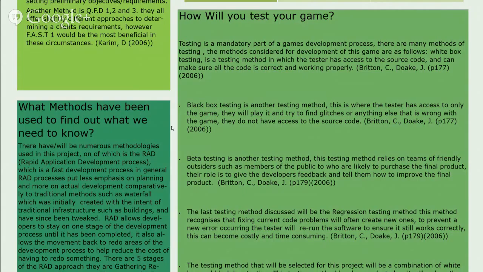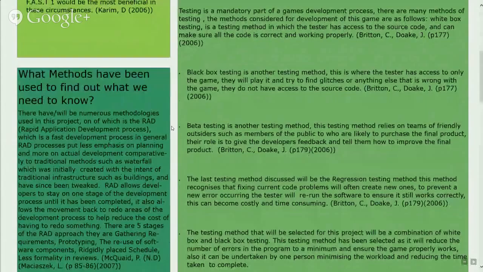The last testing method is regression testing. This method recognizes that fixing current code problems will often create new ones. To prevent a new error occurring, the tester will rerun the software to ensure it still works correctly. This can become very costly and time-consuming, with the software being constantly rerun, which takes up a lot of time.